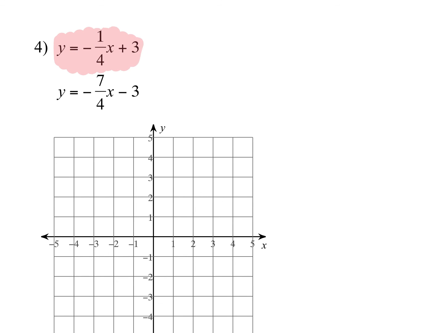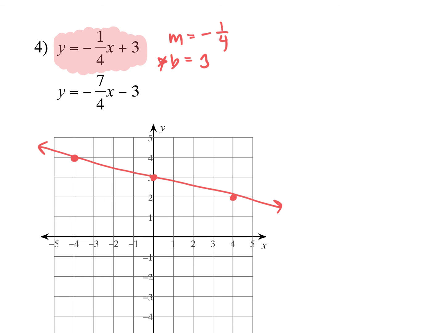So first equation, first line that I'm going to graph, y equals -1/4x plus 3. So first thing we need to do is identify what is my slope, what is my y-intercept. So why don't you go ahead, pause this video, and try graphing the line in red by yourself. All right, so we should have gotten something that looks like this.